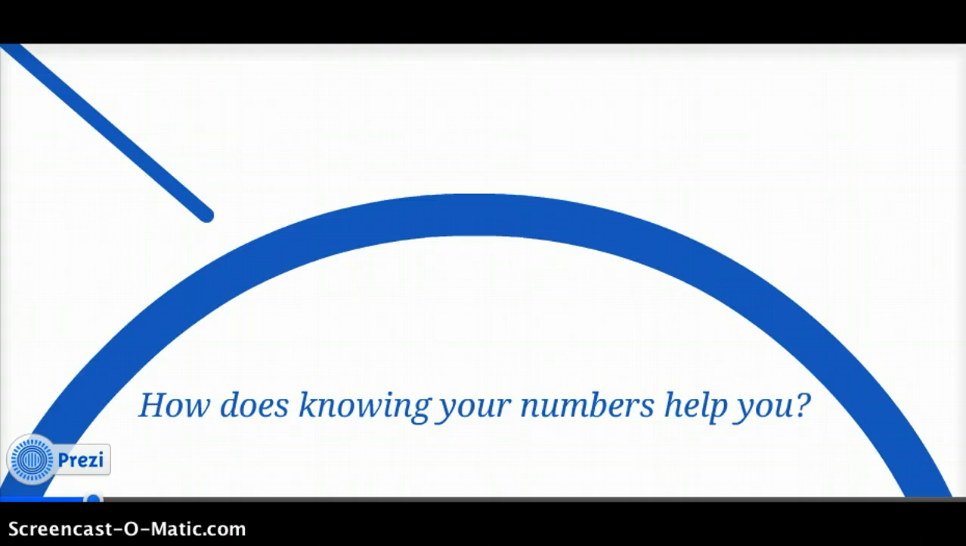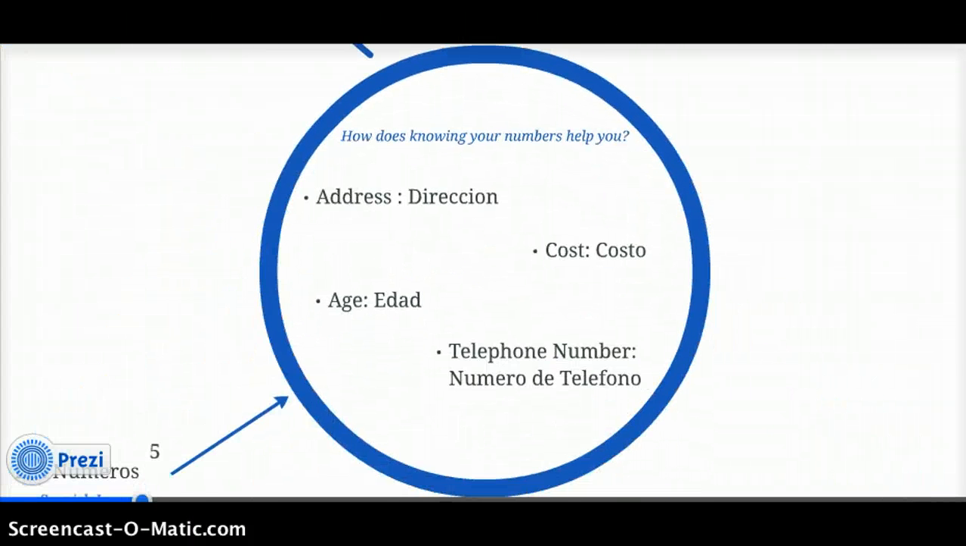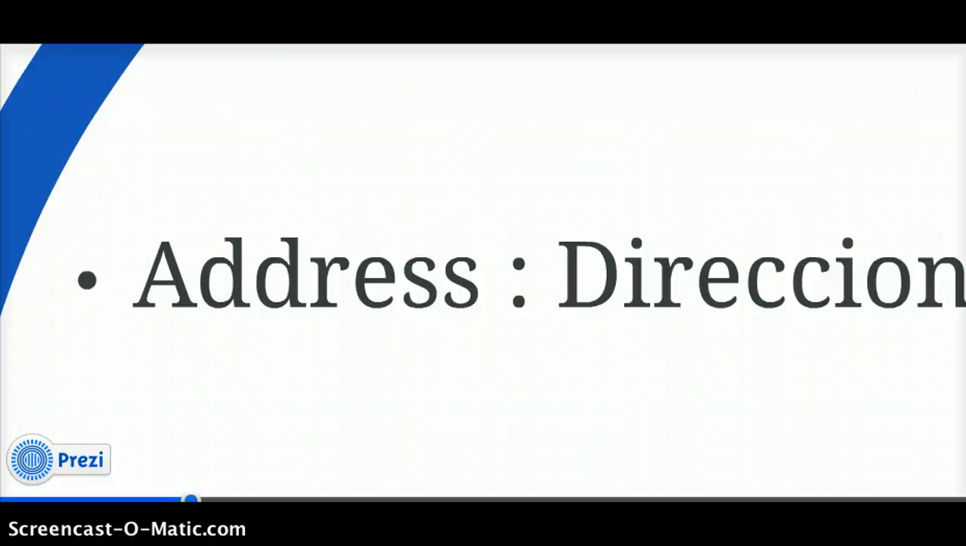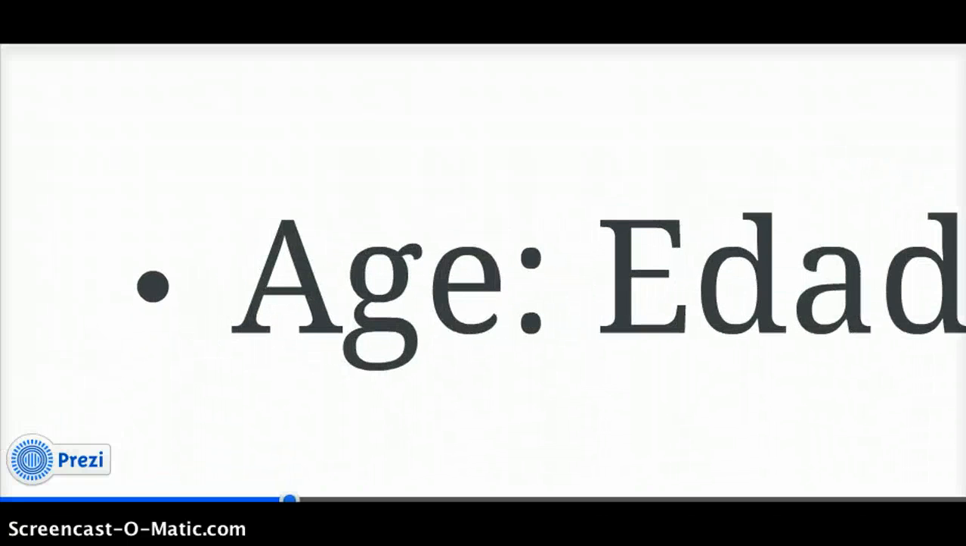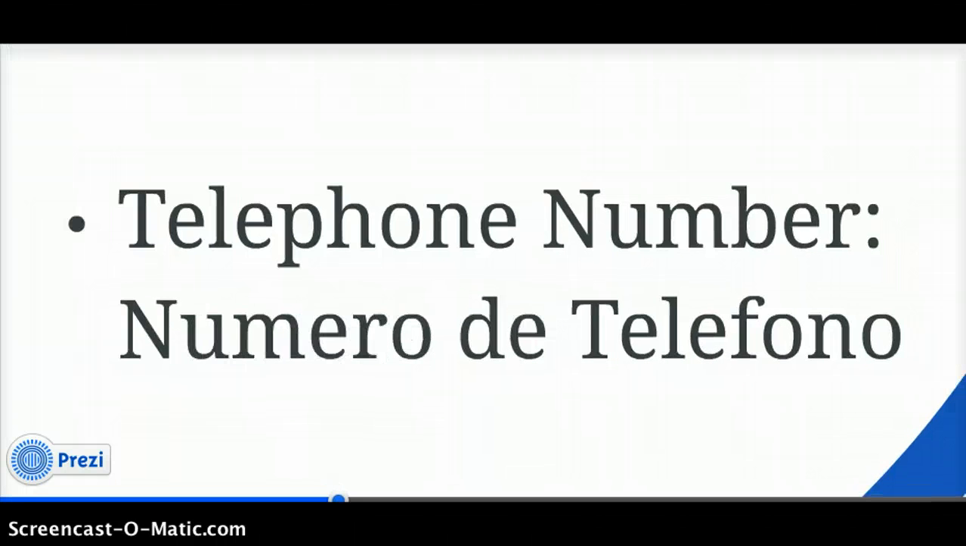Now, if you read the chapter, it tells you that if you know your numbers, you can tell somebody your address. Dirección. You can also tell how much something costs. Costo. You can tell how old you are. Edad. And you can give out your telephone number. Número de teléfono.